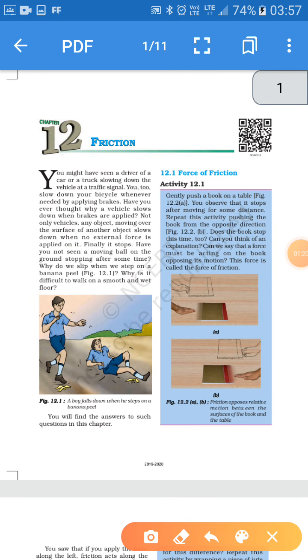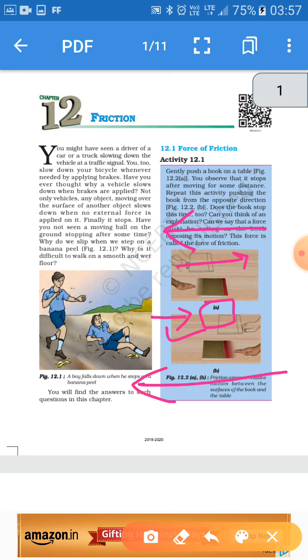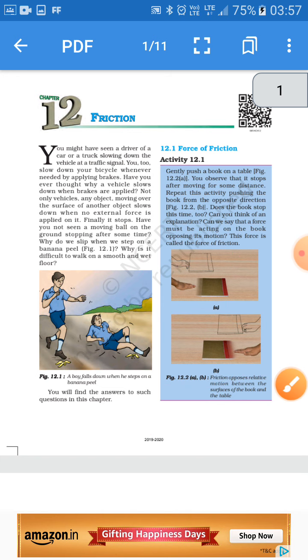The next example shown here is with the help of this book. You can see this book is lying on the table. A man is pushing this book and the book is moving from left to right. So obviously the frictional force will be from right to left, and vice versa. If the man is pushing it or the motion is from right to left, the frictional force will be in the opposite direction, that is from left to right. So this is how the frictional force acts, and it opposes the motion and it stops the body after some time. That is how it acts.